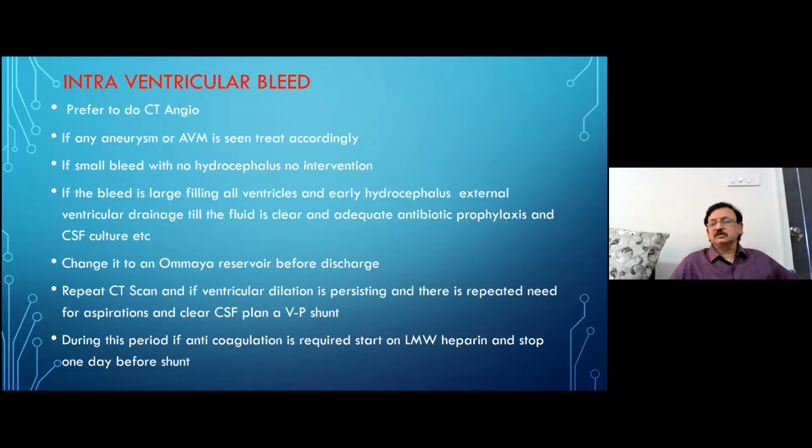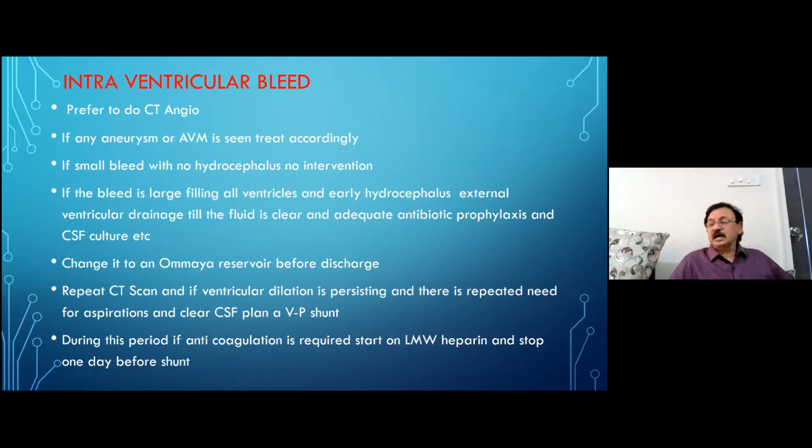Till the fluid is clear, you have to keep the drain with adequate antibiotic prophylaxis and CSF cultures. Change it to an Ommaya reservoir. Once the fluid is clear, you can always change it to an Ommaya reservoir after 3 to 4 days. Repeat a CT scan if the ventricular dilatation is still persisting or if the patient requires repeated aspirations from the Ommaya reservoir, and if the CSF becomes clear, then you can convert to a ventriculoperitoneal shunt.